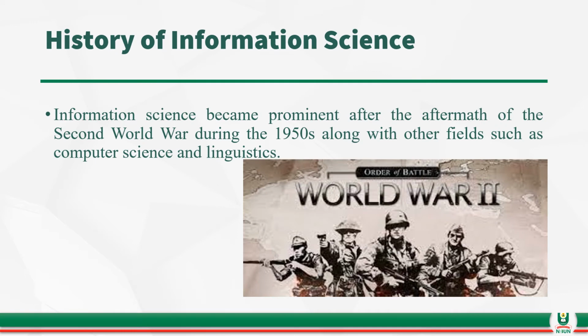Having known what information is, you need to know a little bit about the history of information science. Information science became prominent after the aftermath of the Second World War during the 1950s with other fields such as computer science and linguistics. I'm sure some of you were not born during the 1950s. During the 1950s to 1980s, which was the early history of information science, three classical schools were formed.